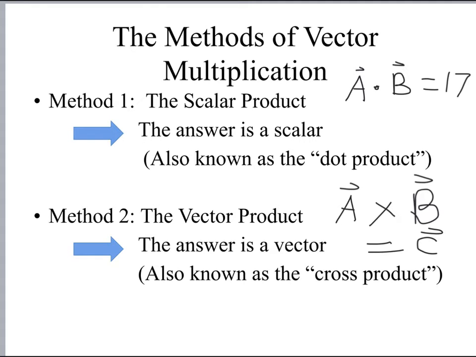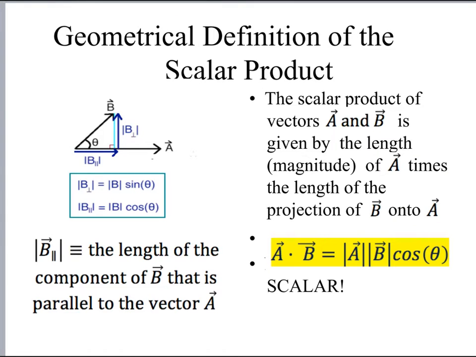Okay, what I want to look at next is how we can actually do the scalar product, what it means and how we calculate it. So what I'm going to look at now is what we call the geometrical definition of the scalar product. I've got two vectors here, A vector and B vector. So here's my A vector and here's my B vector. And my vector B makes an angle theta with respect to my vector A.